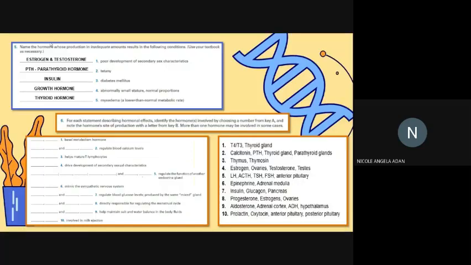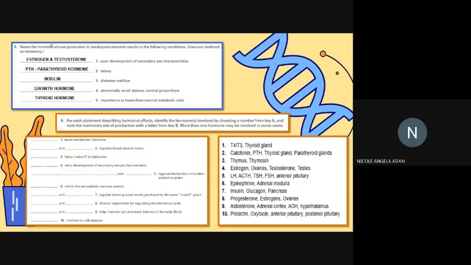Number 5. Name the hormone whose production in inadequate amounts results in the following conditions. Poor development of secondary sex characteristics results from low estrogen and testosterone. For tetany, it is the parathyroid hormone or PTH. For diabetes mellitus, it is insulin. Abnormally small stature with normal proportions is the growth hormone. Lastly, myxedema, or a lower than normal metabolic rate, is the thyroid hormone.